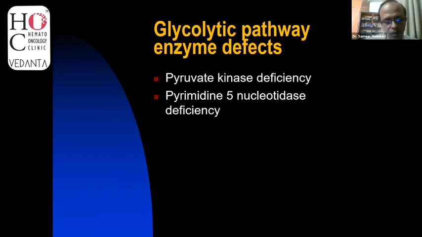Patients will present with hemolysis, and you have to do the red cell enzyme assays. Some of these red cell enzyme assays can be done in the Institute of Immunohematology at KEM Hospital in Mumbai. And otherwise, nowadays, whenever we suspect it, we send a clinical exome sequencing with which you can identify the mutations which are known to cause some of these defects.